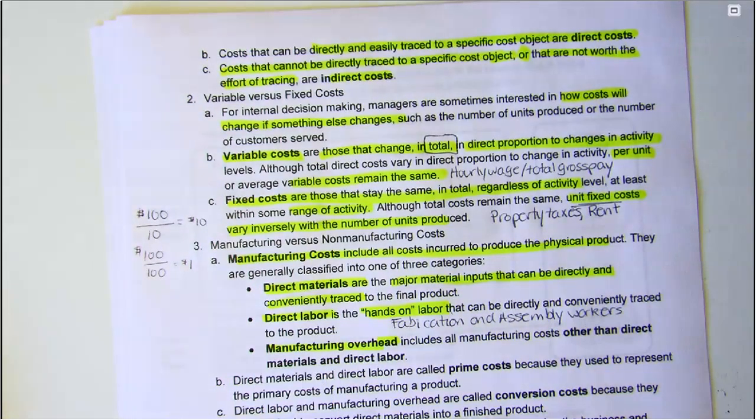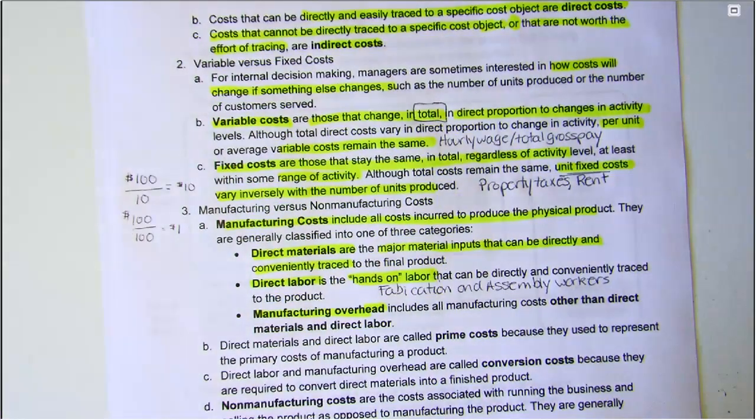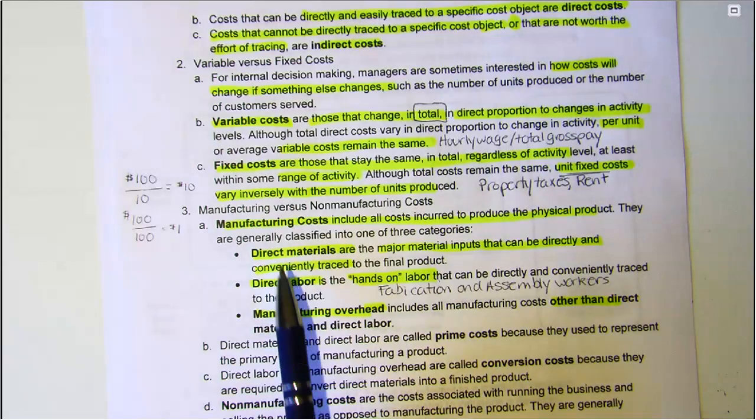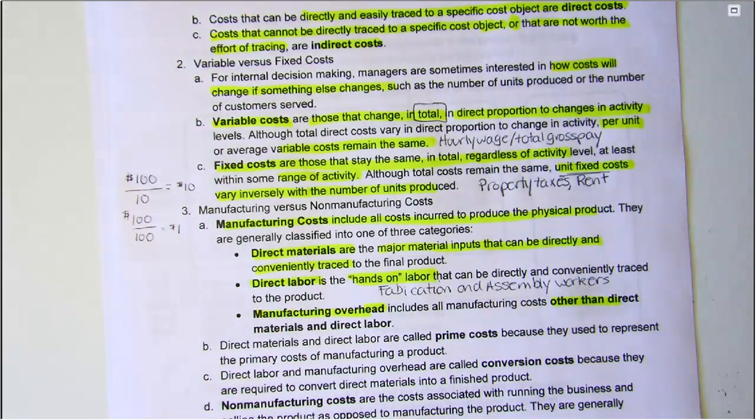Manufacturing overhead, however, includes all manufacturing costs other than direct labor and direct materials. So that would be all of our indirect costs. So examples of manufacturing overhead would be things that we talked about just a few moments ago. Property taxes for the factory, rent for the factory, utilities for the factory, the janitor's wages, quality control workers, the plant manager. Anything that's not direct materials and direct labor, but it occurs in the factory, is considered manufacturing overhead.